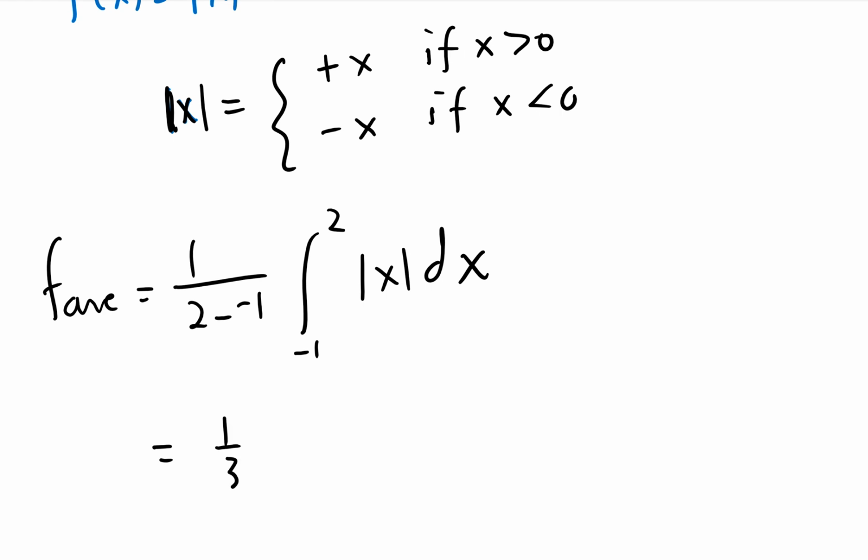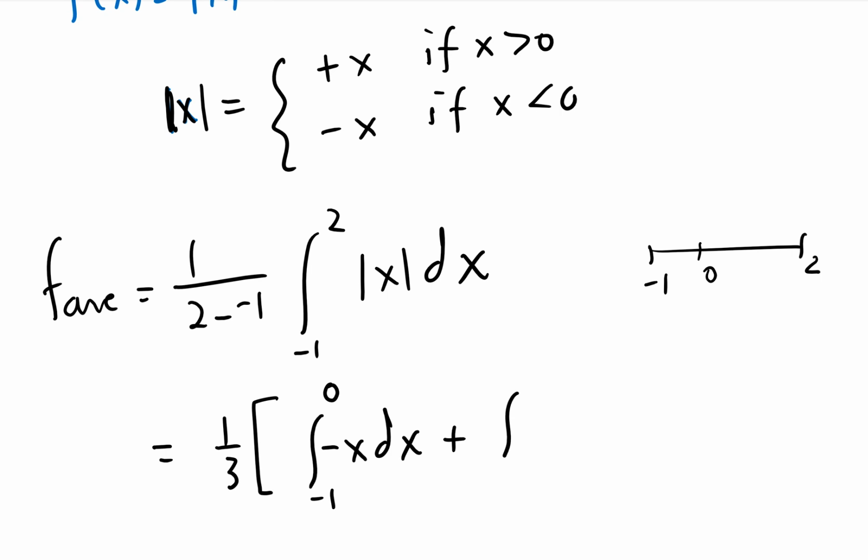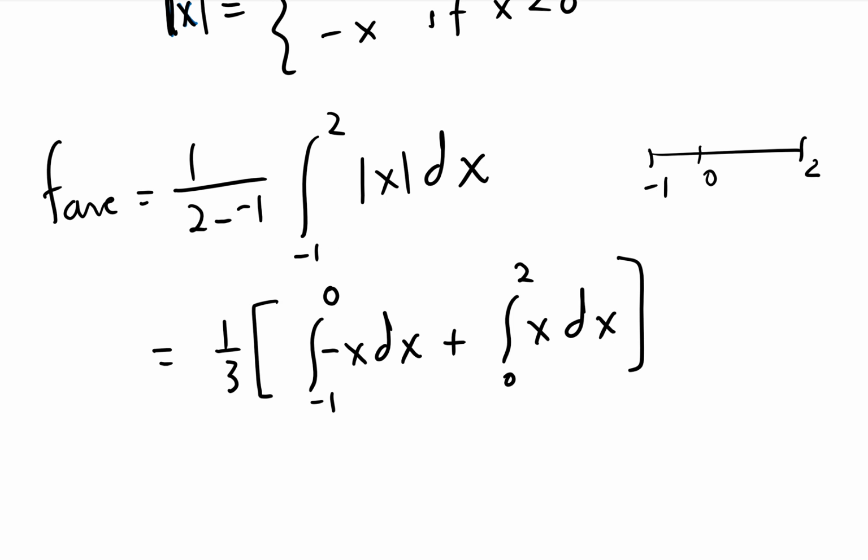That gives me 1/3, but then to integrate an absolute value, what we need to do is split it up. We're working from negative 1 to 2. So if you go from negative 1 to 0, below 0, we use the negative x. When we go above 0, 0 to 2, we use the positive x. And I'm sure everyone can integrate this and get the answer 5/6.